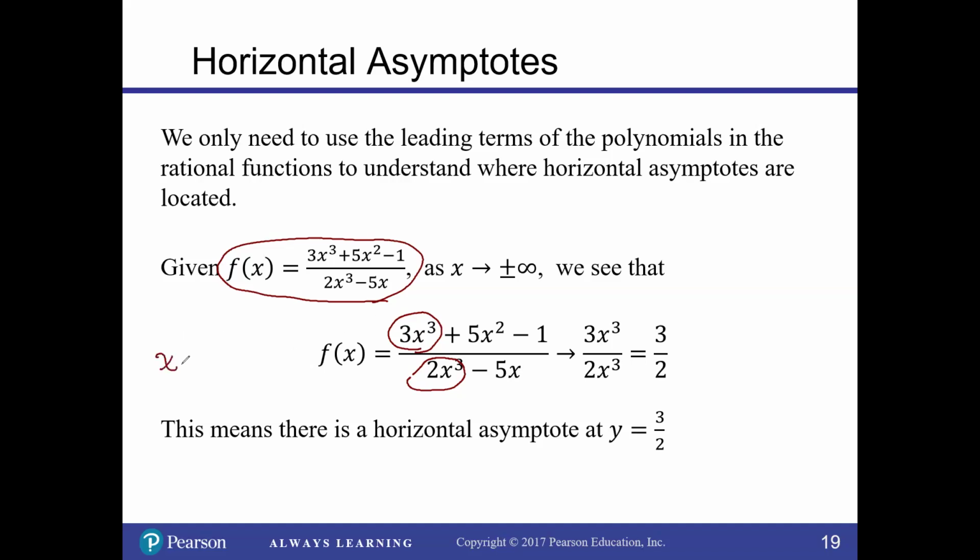because they are the leading terms of those polynomials. So as x approaches positive or negative infinity, what we should be seeing is that this whole function starts approaching a function that looks like this. It starts approaching, well, x cubed over 2x cubed. Once again, those will cancel themselves out, and what we're really left with is 3 over 2, which means that we have what we call a horizontal asymptote at y equals 3 over 2.